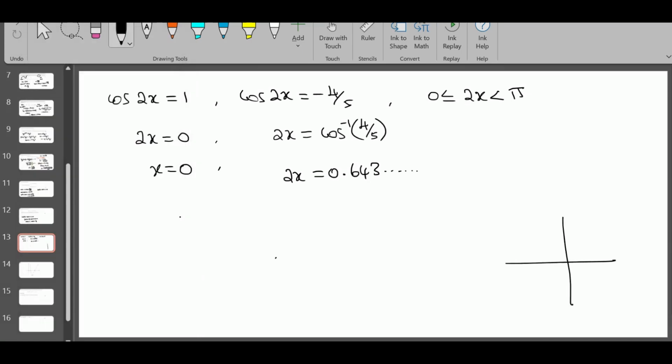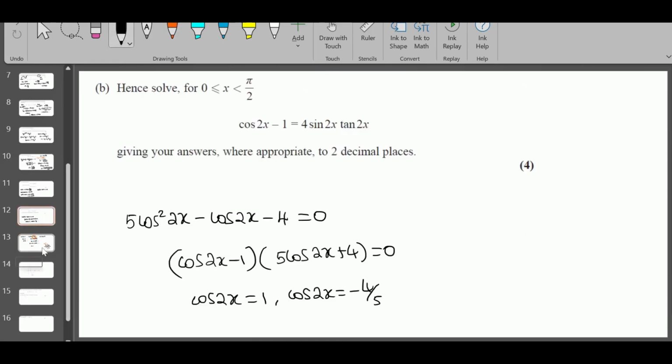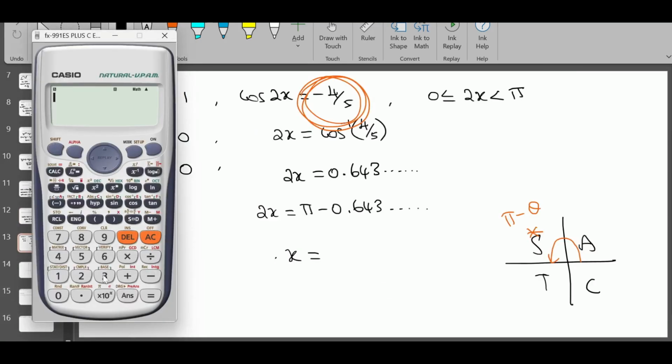Use the CAST diagram or the ASTC diagram. The limit 0 to pi covers these two quadrants, and we need a quadrant where cos theta is negative, which is this. So the angle here is pi minus theta. So it's 2x is equal to pi minus 0.643. Get the value, divide by 2, and they want you to round it to 2 decimal places. It's pi minus A, I stored the value A, divided by 2.